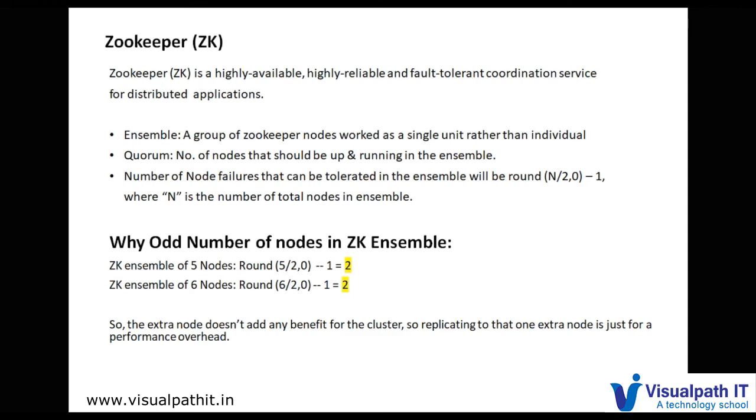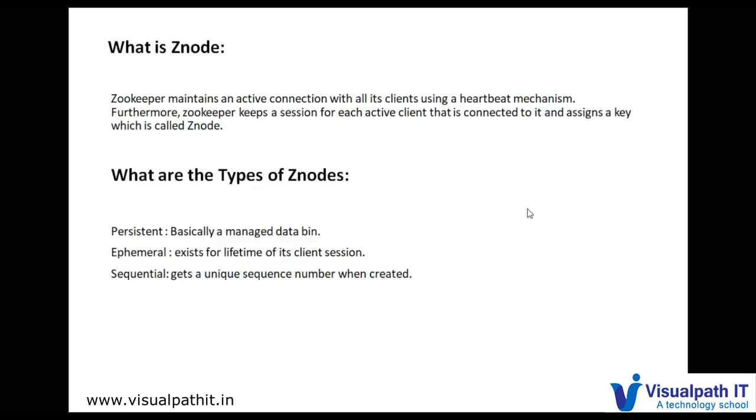So it means the cluster will be up. And if it is 6 nodes, no problem also. If you take 6 nodes, round(6/2) - 1 equals the same value, 2, right? So the extra node will not help us. It is just added for the benefit of the cluster, and replicating to that one extra node is just a performance overhead. Other than that, nothing will happen. So we go for Zookeeper odd numbers, either 3 or 5 or 7, instead of even numbers. That is Zookeeper.